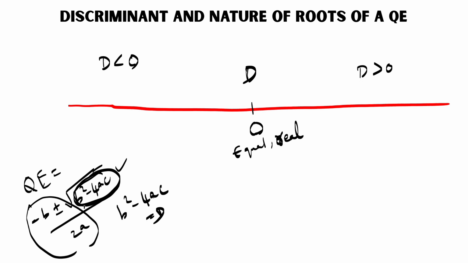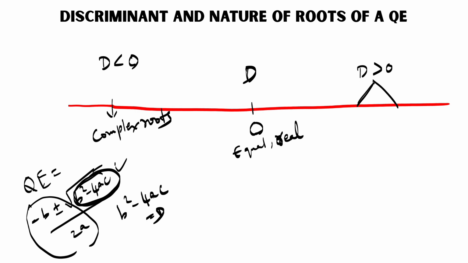If discriminant is less than 0, what will happen? Root of any negative value will be a complex number, right? So we have complex roots. We don't have real roots, we have complex roots. Now, the third case, discriminant is greater than 0.